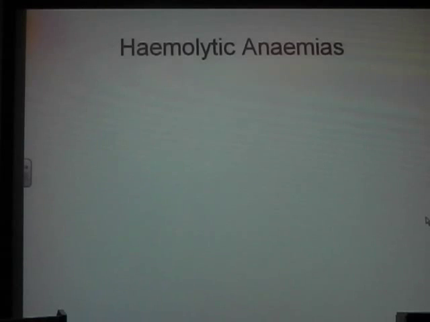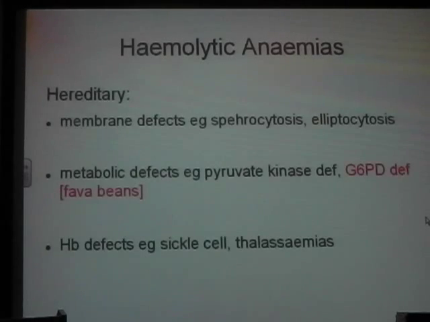Okay, so we're doing really well. We've covered microcytic, macrocytic. Let's have a look at haemolytic anemias. So I've broken them down into some categories. So there are hereditary causes, basically anything that makes your red blood cells more fragile and more vulnerable. So anything that affects the membrane, anything that affects their metabolism, and anything that affects hemoglobin. So if you break it down like that, we've got quite a few.